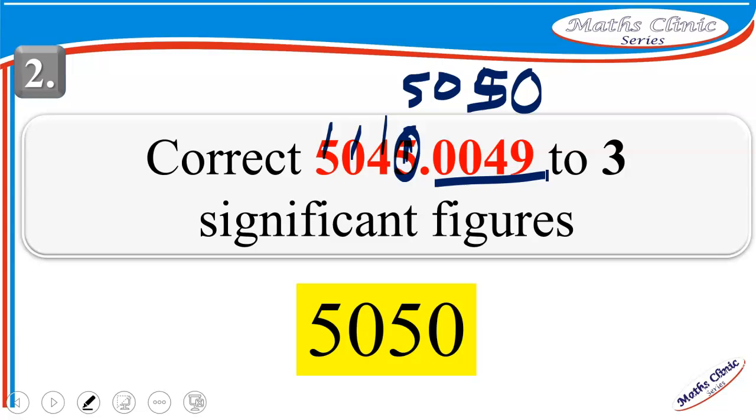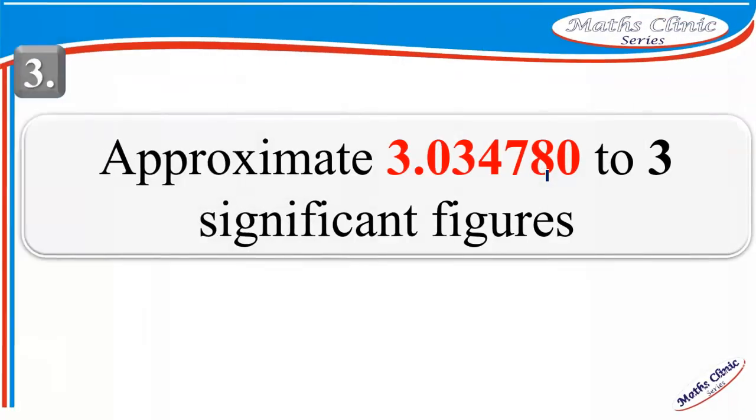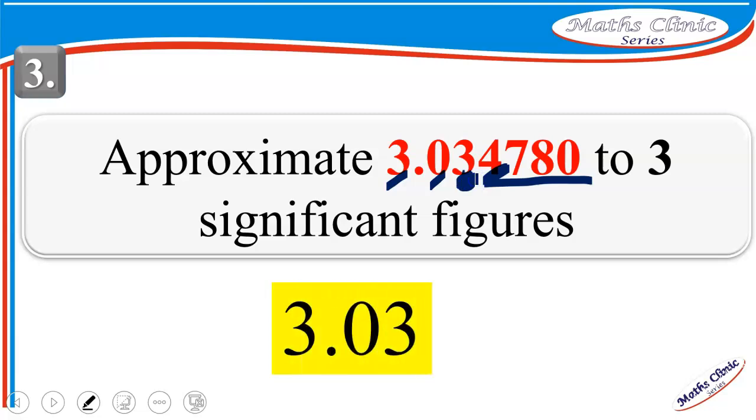All right, maybe let me do the last one. Try this one, to 3 significant figures. Good. So for 3, we are going to have 1, 2, 3, and all these numbers are insignificant for now. So the 4 here, which is the one that comes after the third number, is not up to 5, so we can't round it up. So the answer becomes 3.03.